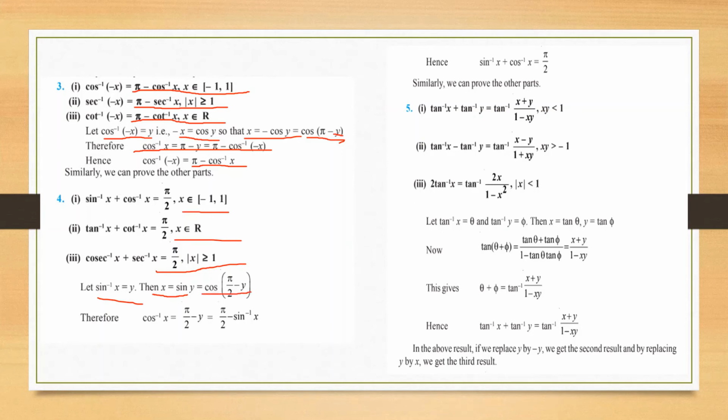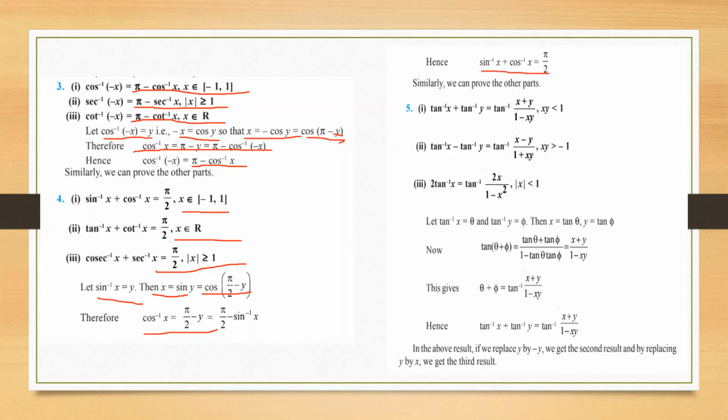Operate both sides by cos inverse. I will get cos inverse x equal to, cos inverse cos will get cancelled, and I'll just get pi by 2 minus y. So y is your sine inverse x, so it becomes pi by 2 minus sine inverse x. Hence, take it to the other side also. So it becomes sine inverse x plus cos inverse x equal to pi by 2. So similarly, we can prove the other results.